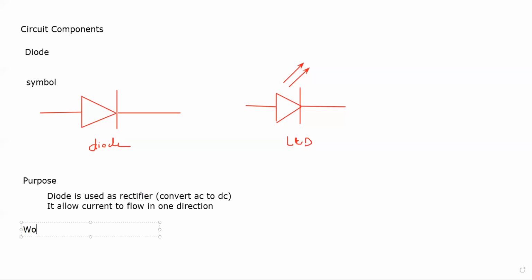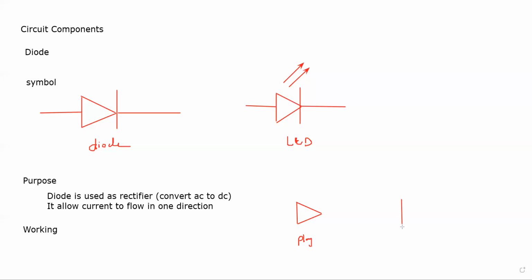Then how does it work? The working of a diode. Look, it's easy to understand the working of a diode using this symbol. For example, as you are watching videos, what is this symbol for? On the video, you will find this symbol. What is this symbol used for? Play. So actually, it is the symbol for play.